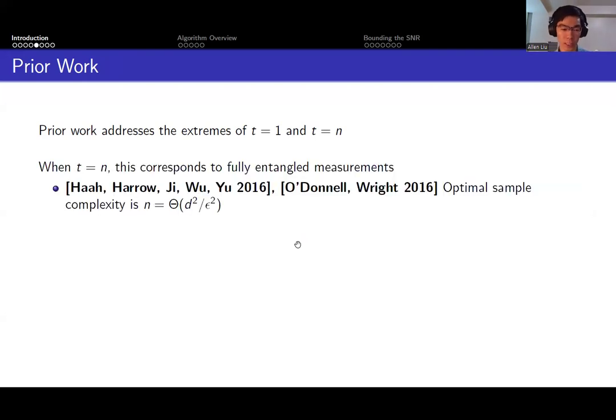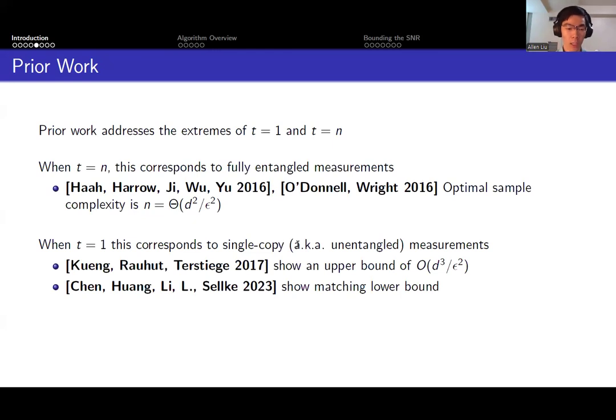First, let me say a few words about prior work. Basically, prior work addresses the extremes of t equals 1 and t equals n. The extreme of t equals n corresponds to making fully entangled measurements. For this case, there were works by Haah, Harrow, Ji, Wu, and Yu, and also O'Donnell and Wright in 2016, where they show that the optimal sample complexity is n equals d squared over epsilon squared.